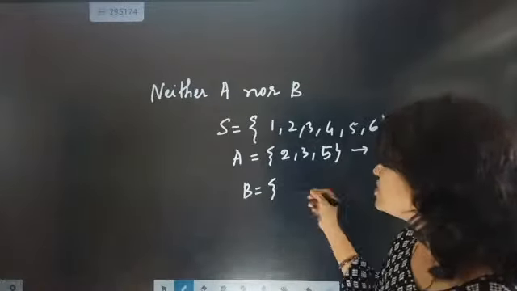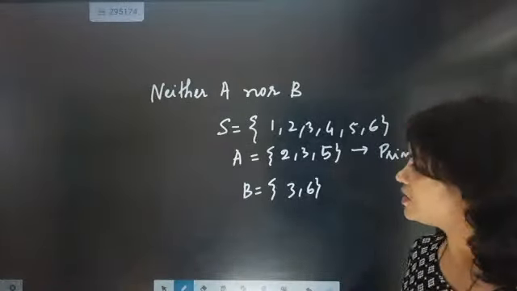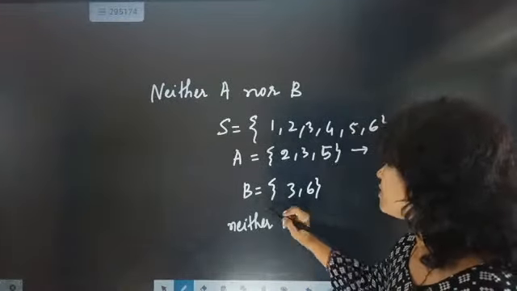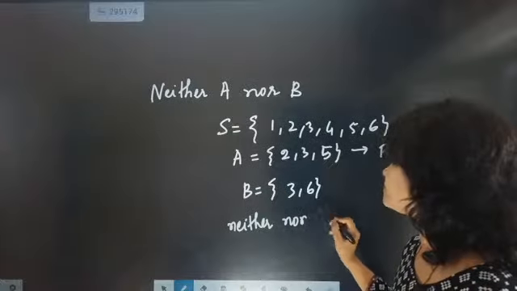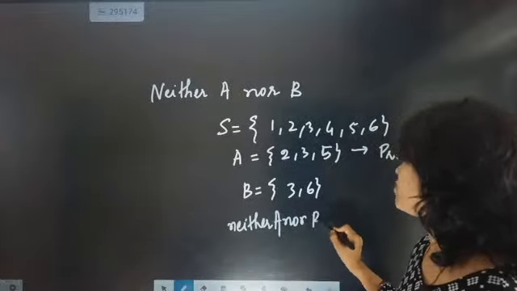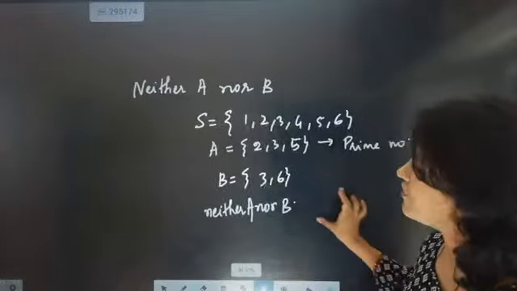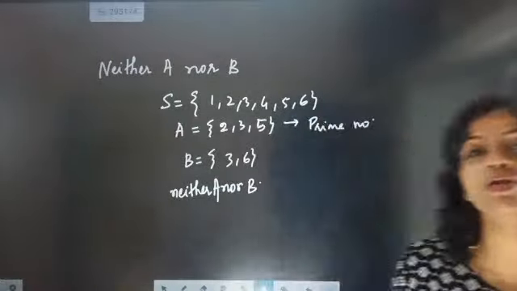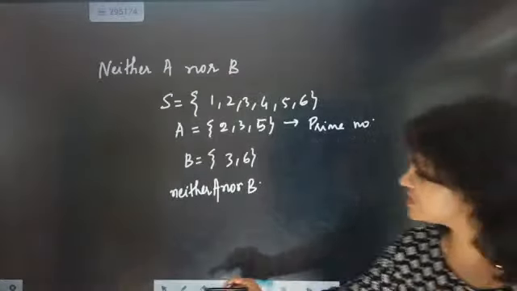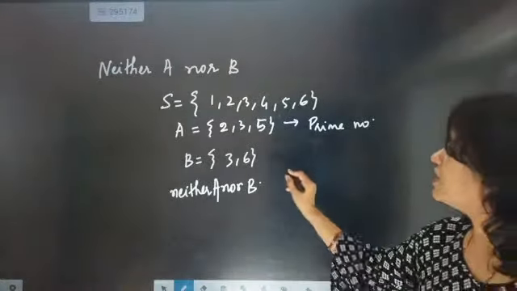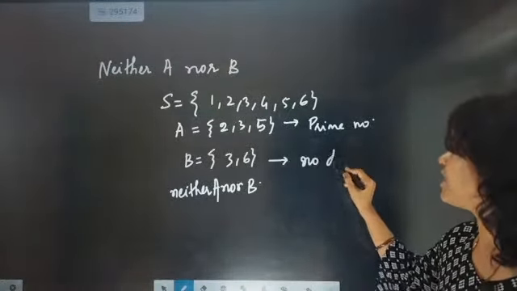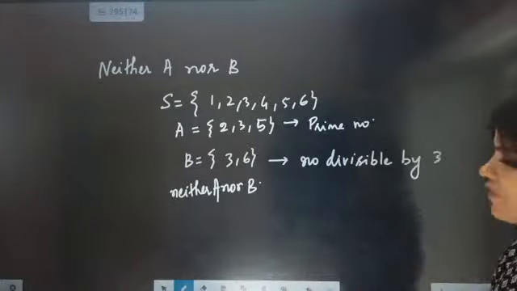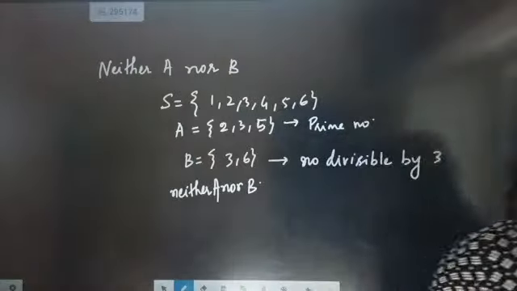Now number divisible by 3. So 3 and 6 are the numbers. So now neither A nor B. What answer will come? You have to find the event which is neither A nor B. Okay, this is exactly number divisible by 3. So you have to find an event neither A nor B.